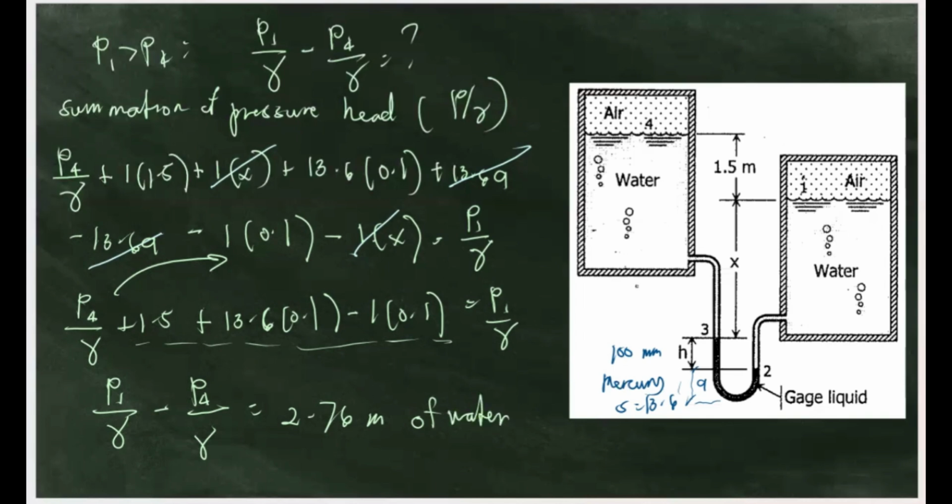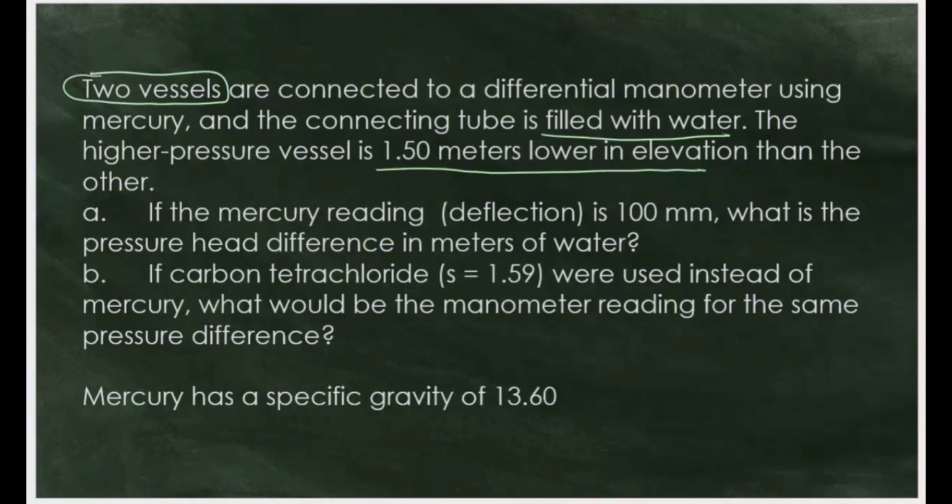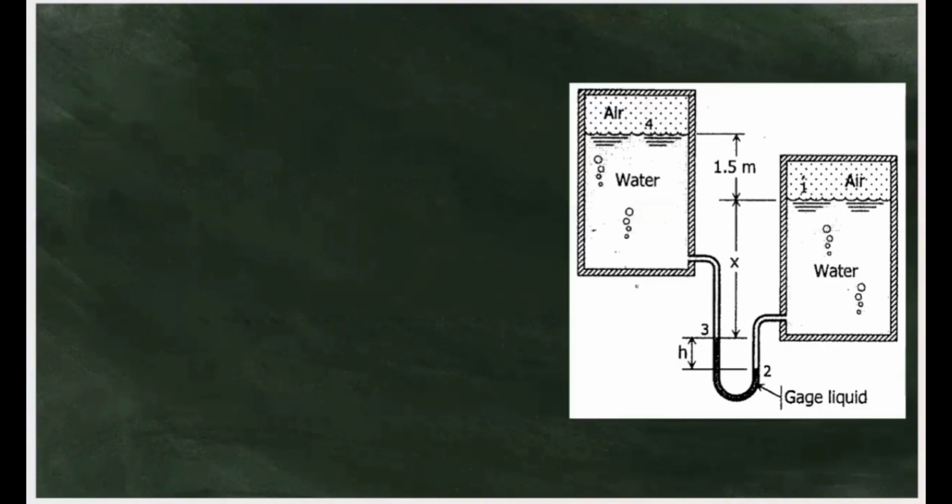And then, sa pangalawa, sabi sa atin, if carbon tetrachloride is used, na may specific gravity na 1.59 instead of mercury, what will be the manometer reading for the same pressure difference? So, ito naman, hindi na pressure difference ang hinahanap. Ang sabi sa atin, yung gauge liquid natin ay magiging carbon tetrachloride, CCl4. So, meron tayong specific gravity na 1.59.